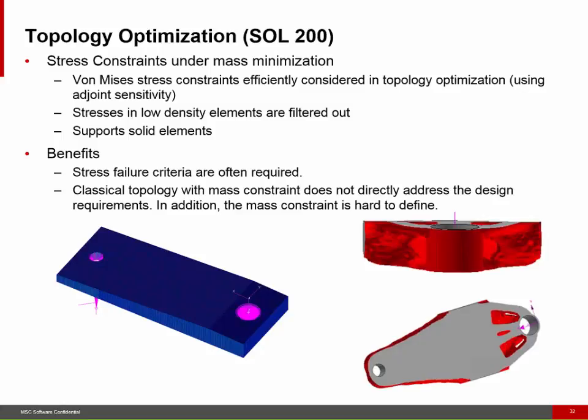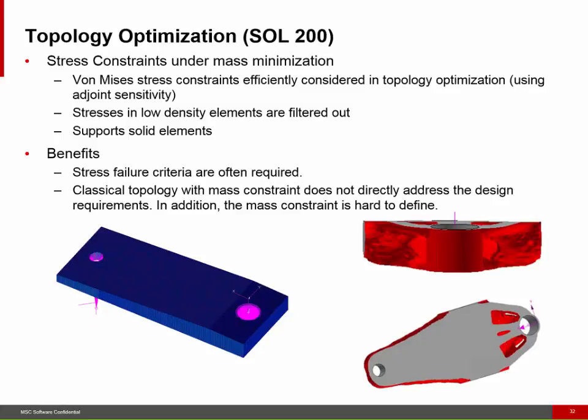So with MSC Nastran 2017, we have an efficient adjoint method to calculate the stress constraints, and it also includes filtering of the stresses in elements with very low densities, since those are not relevant. And this has been requested by many users since we got the topology optimization introduced in MSC Nastran.